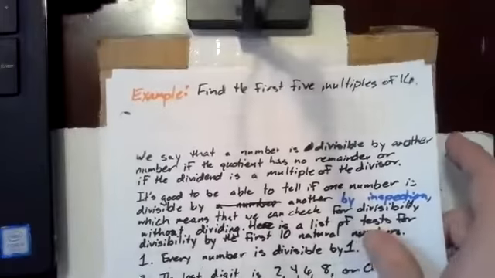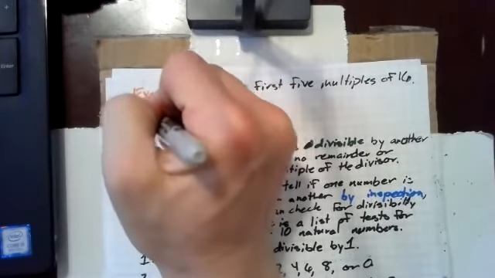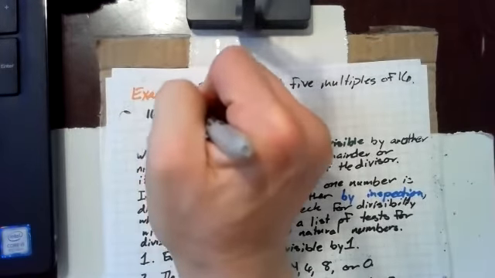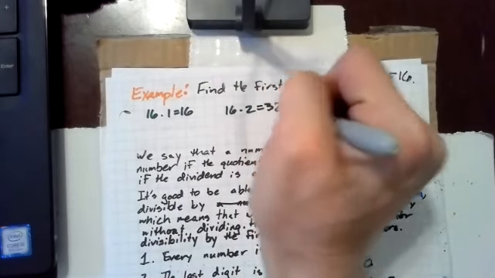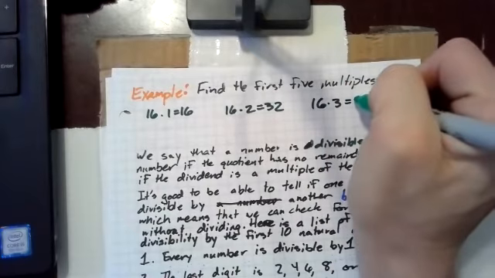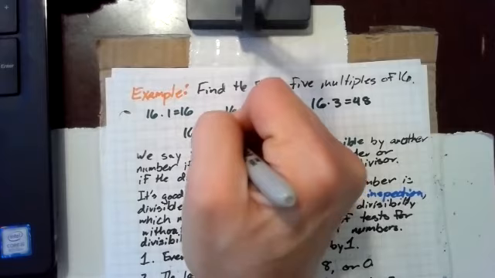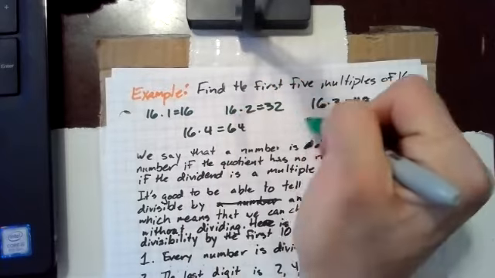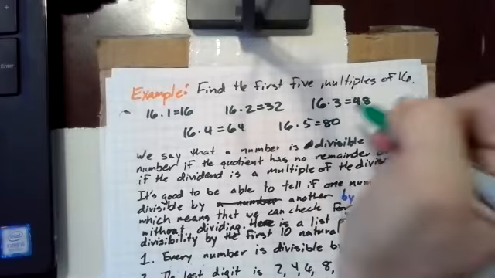Example, find the first 5 multiples of 16. To do this, we just multiply through by 16. 16 times 1 is 16. 16 times 2 is 32. 16 times 3 is 48. 16 times 4 is 64. And 16 times 5 is 80.